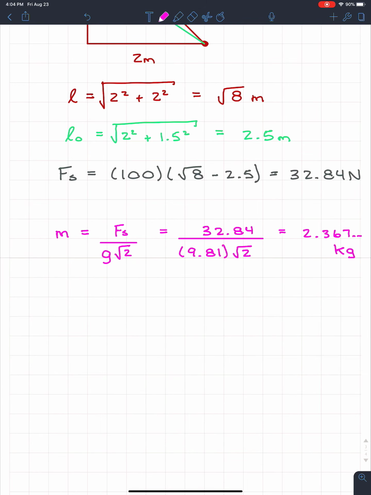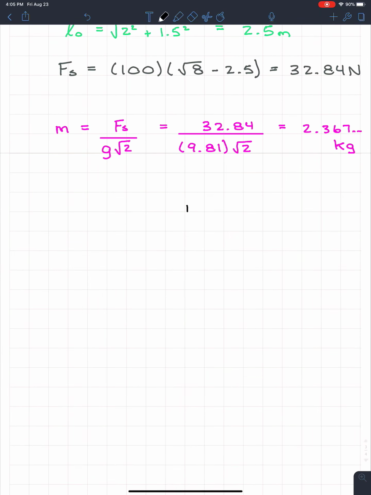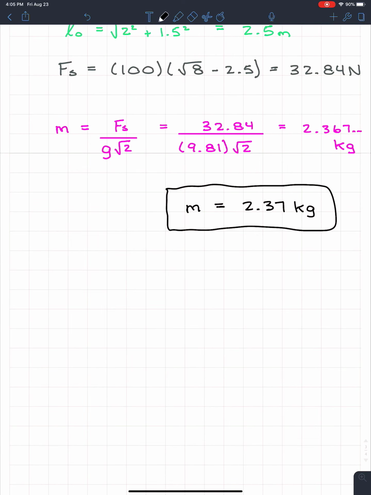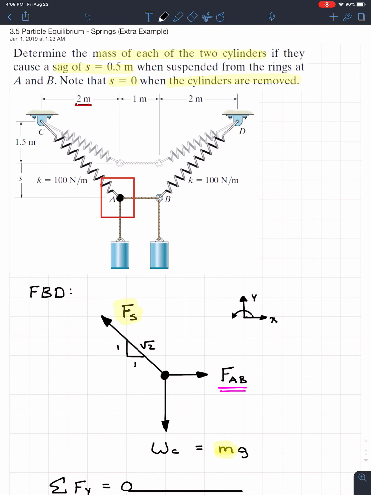So the last thing that we're going to want to do, and I'm just going to do this in a more bold color so everyone can see, is we're just going to write the mass of the cylinders to cause this deflection in the springs is going to be 2.37 kilograms. And I'm just going to box my final answer because that's the final answer. So again, this example is not too bad. It's just making sure you guys know what to do with the springs in that spring formula.